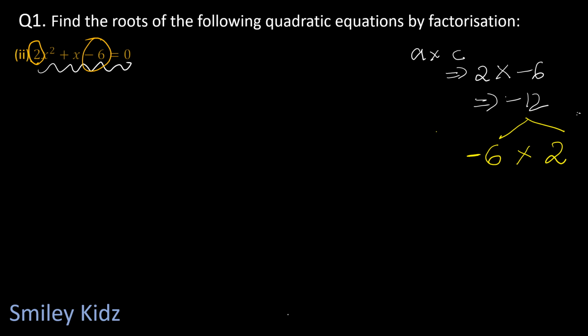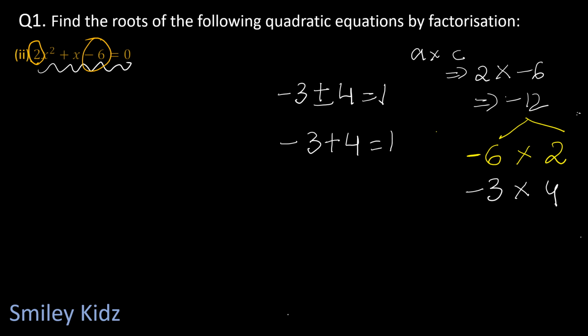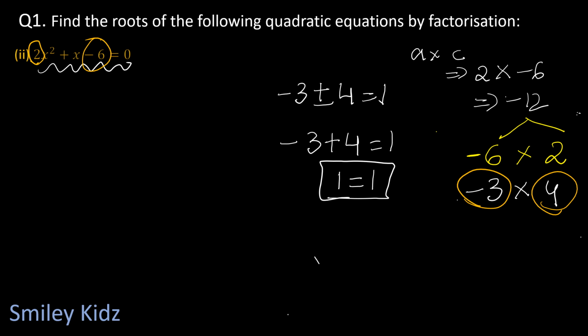Well, let me consider minus 3 and 4. Is it going to work? Well, minus 3 plus or minus 4 must give me 1. Let me try it out with addition first. So minus 3 plus 4 will give you 1, which is equal to 1. So my accurate factors over here are minus 3 and 4 respectively.